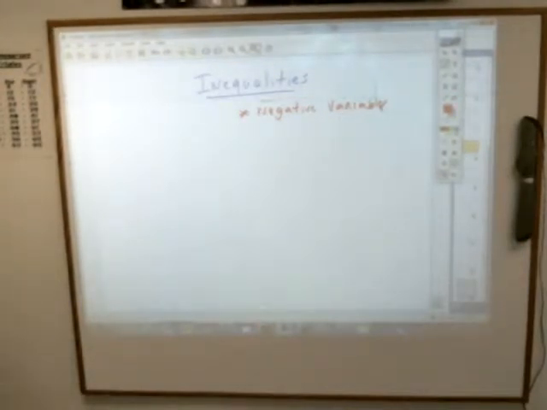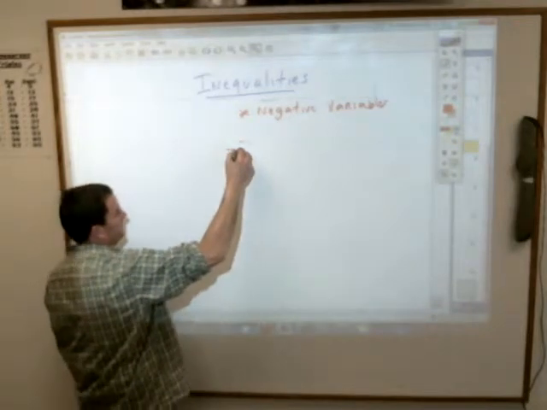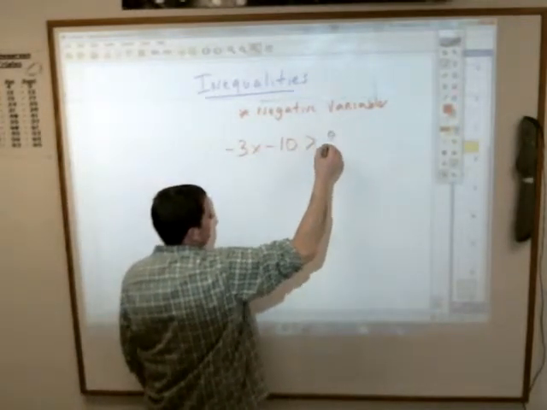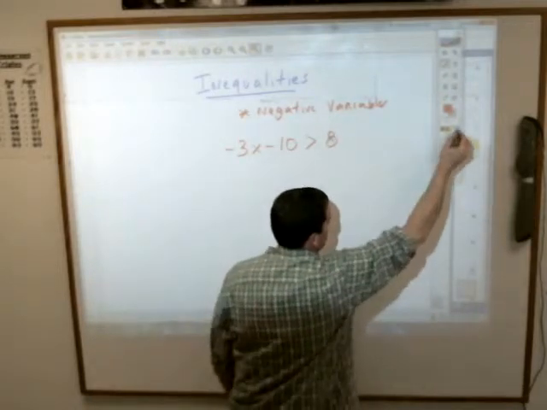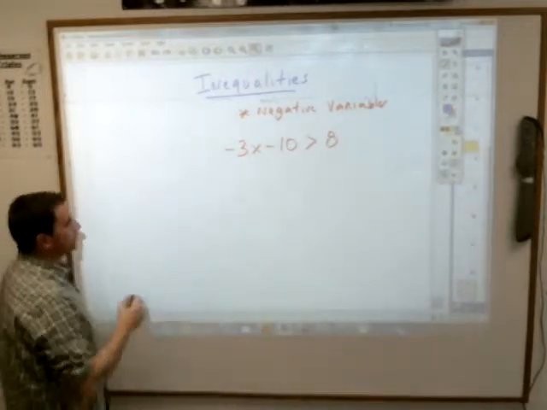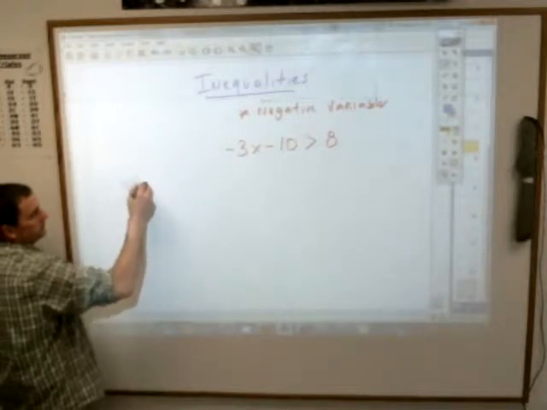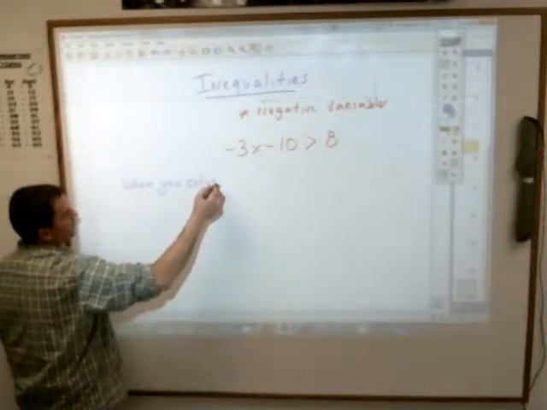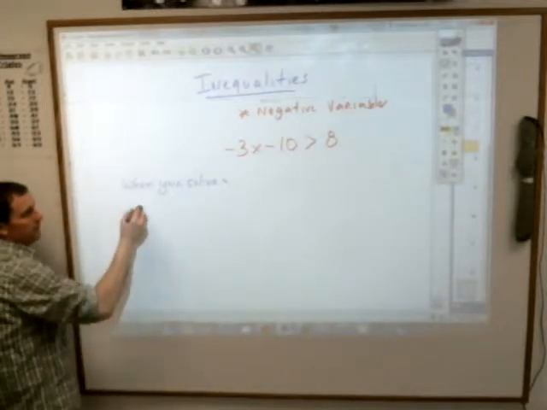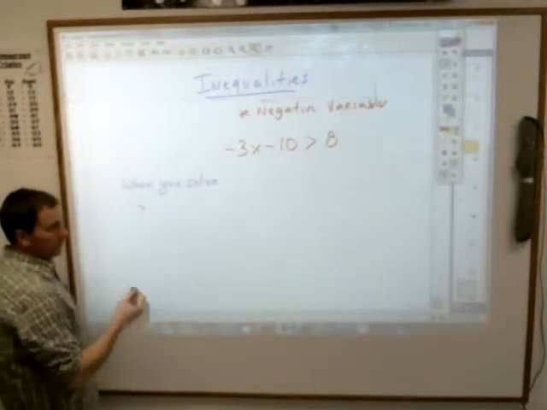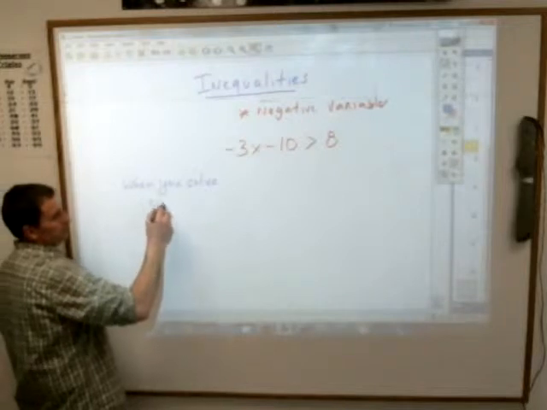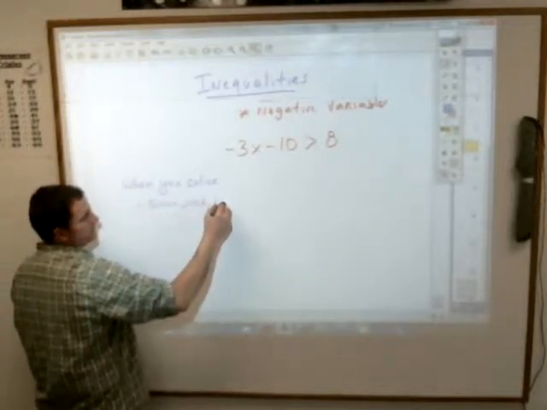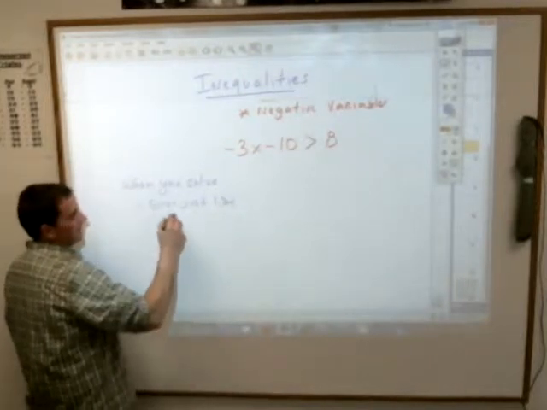Negative 3x minus 10 is greater than 8. When you solve an inequality, this is what must be true. First of all, you solve it just like an equation.